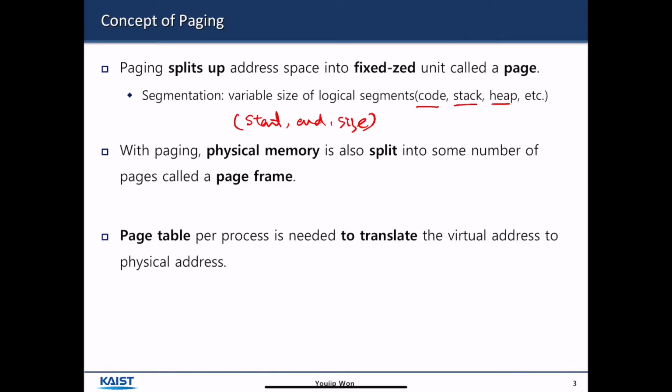With paging, physical memory is split into some number of pages called page frames. And the page table is a per-process data structure. It is needed to translate the virtual address to the physical address space.